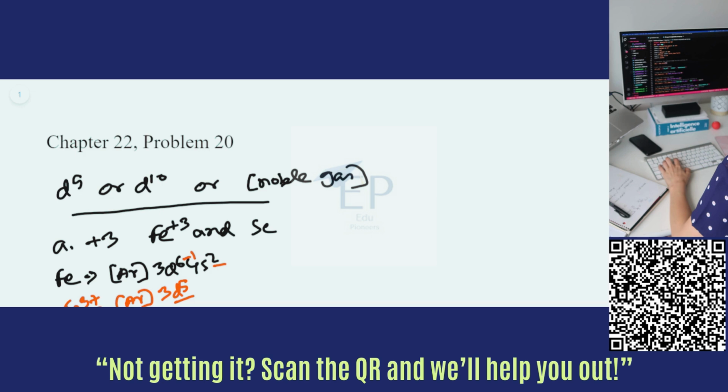And in the case of scandium, it has an electronic configuration of argon and then 3d1 4s2. So for Sc3+, we will have to get rid of all of these, both of the 2 s electrons and the 1 d electron. So Sc3+ has an electronic configuration of argon.